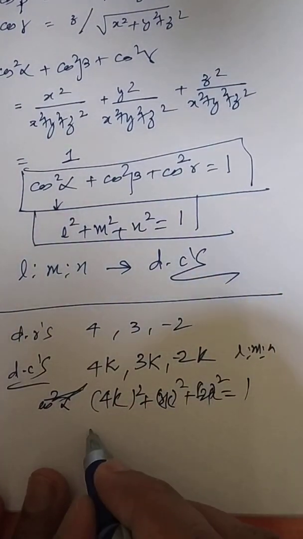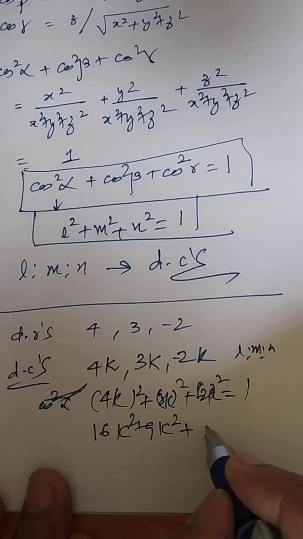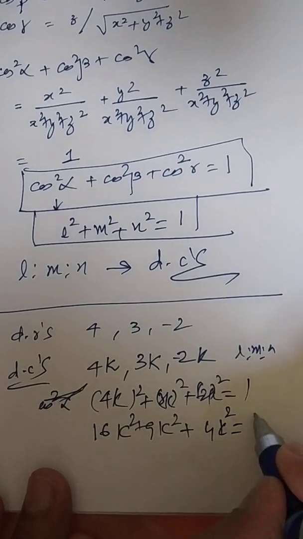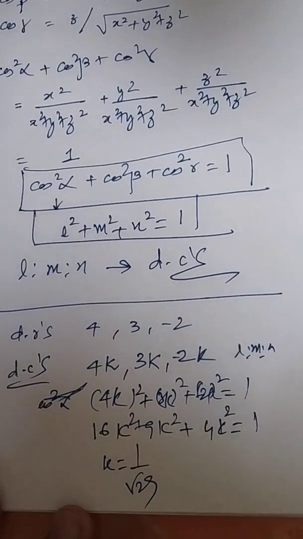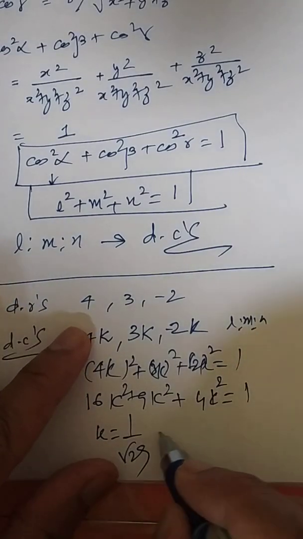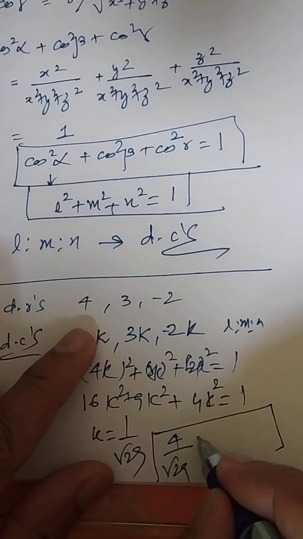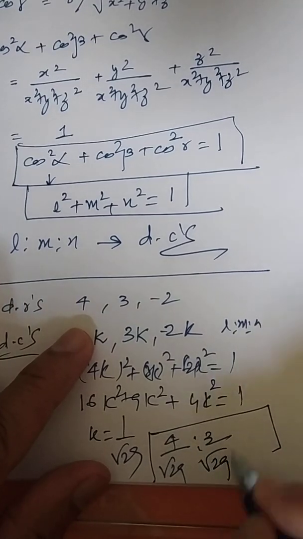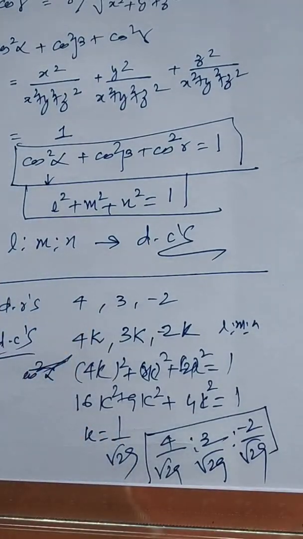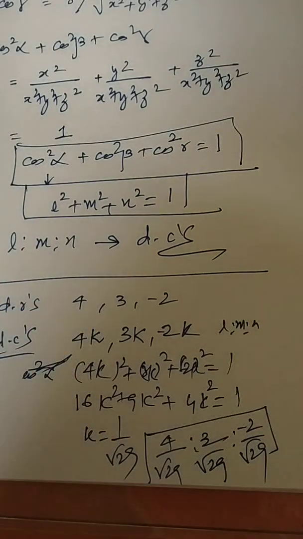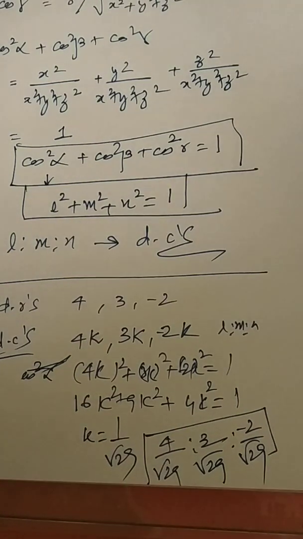Just simplify. Correct. 16k square plus 9k square plus 4k square. If you simplify the k, you are getting 1 by root 29. So what will be the answer? Direction cosine, if it is asked, 4 by root 29, 3 by root 29, -2 by root 29. So that way you can calculate from direction ratios to the direction cosine.